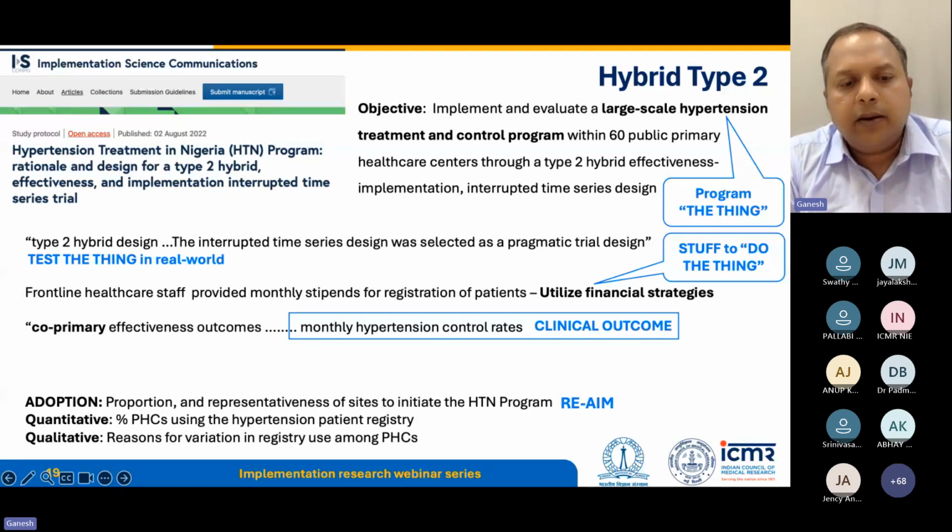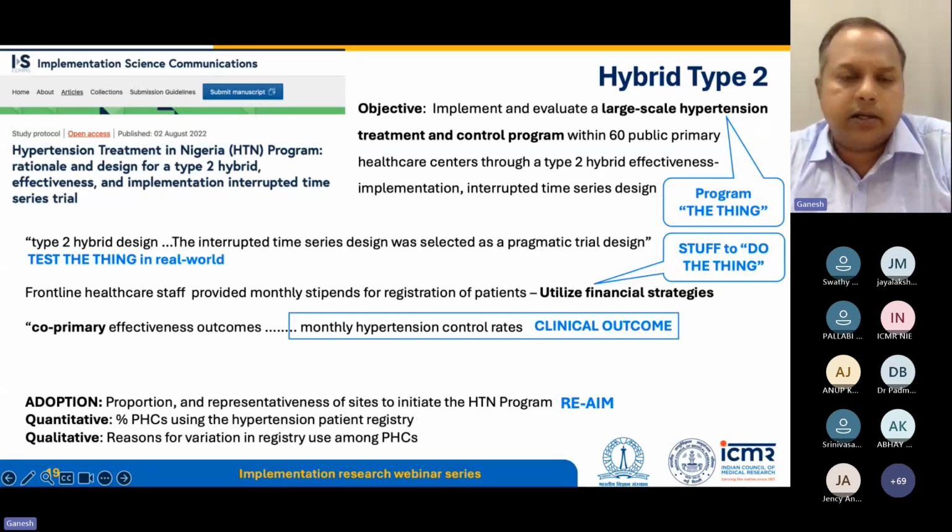The adoption is the proportion and representativeness of the sites, which are the primary health centers, to initiate the hypertension program. Quantitatively we could measure, qualitatively also we could measure. Please understand, in hybrid studies, it is not always necessarily only a controlled trial, or something like a cluster randomized trial. It could be qualitative also. The example I have provided here for quantitative is the proportion of primary health centers using a hypertension patient registry.